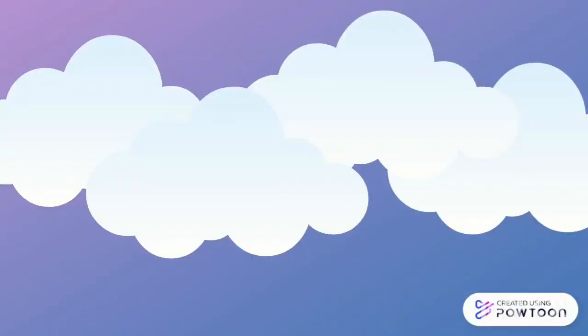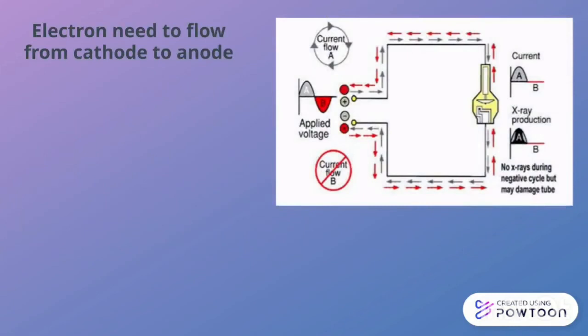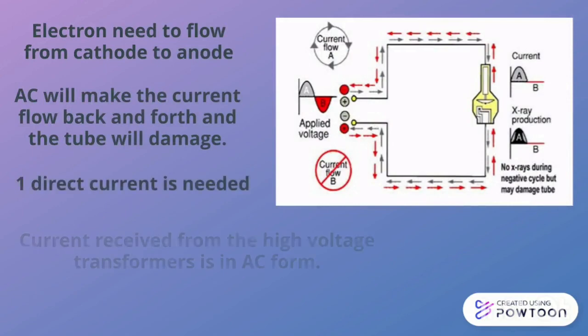In the X-ray tube, for electrons to flow from cathode to anode, we can't use alternating current, or the current will flow back and forth from anode to cathode and damage the tube. That's why we need direct current, but the current we receive from the high voltage transformer is still in AC form.